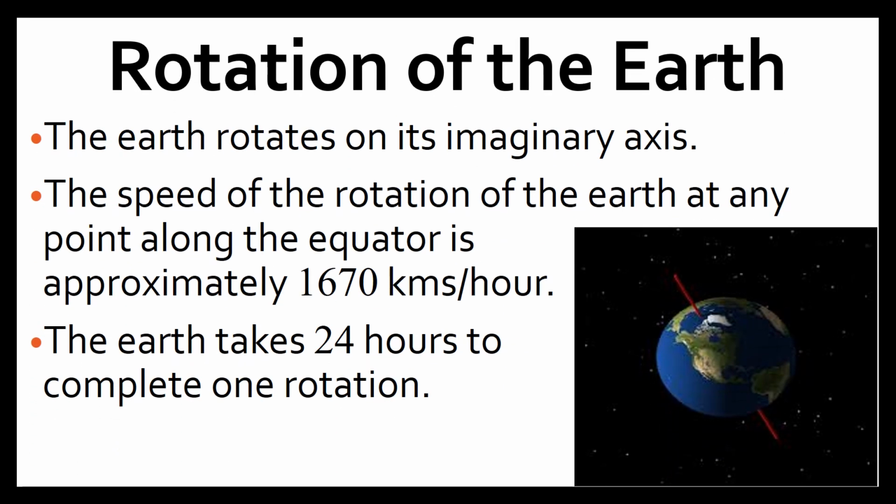Students, as the top rotates on its axis, in the same way, the earth also rotates on its axis from west to east. This circular motion of the earth is called daily motion. It is also called the rotation of the earth. The speed of the rotation of the earth at any point along the equator is approximately 1670 kilometers per hour. The earth takes 24 hours to complete one rotation.